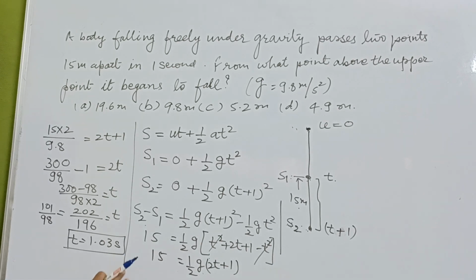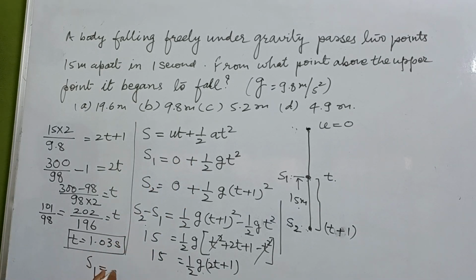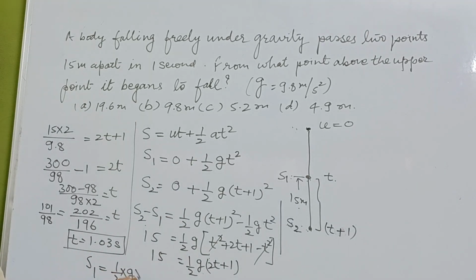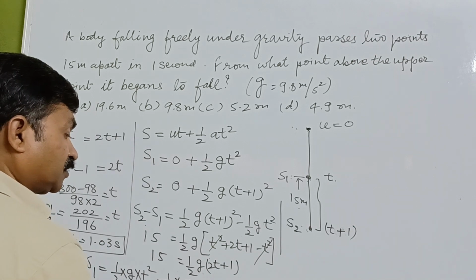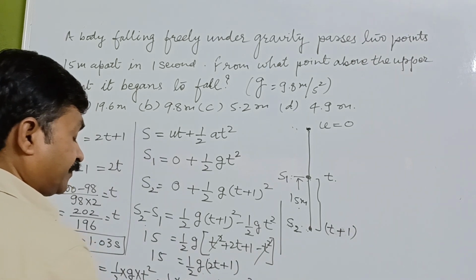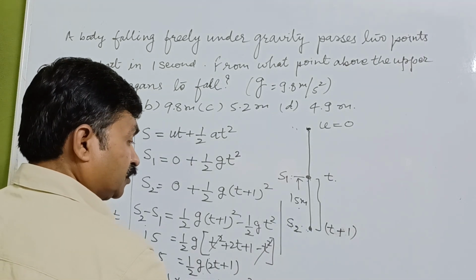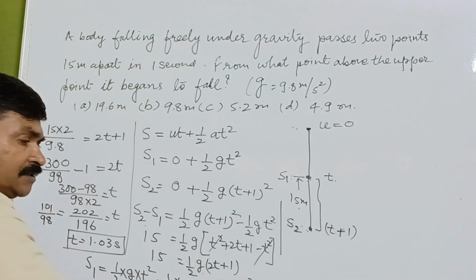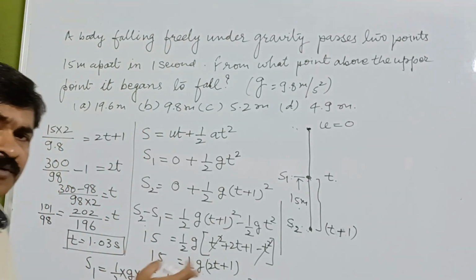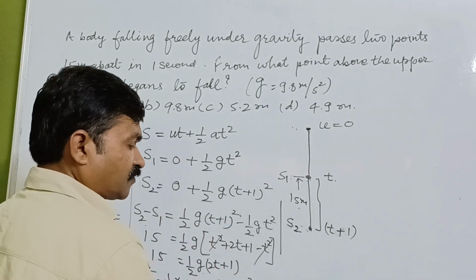Why are we calculating t? Because we need to know S1. So S1 will be given by 1 upon 2 g into t square. Now here g, which is given to us, 1 upon 2 into 9.8 into 1.03 square. It will be 4.9 into 1.0609. I have calculated this 1.03 square, it is around 1.0609. I am only taking this value.